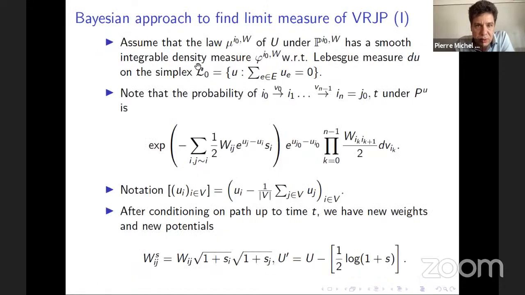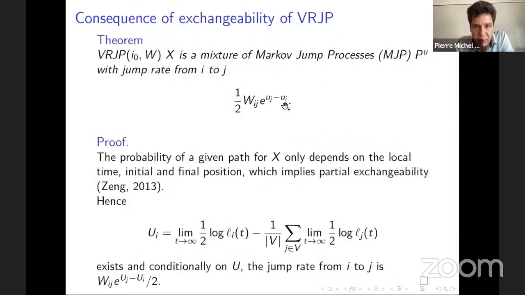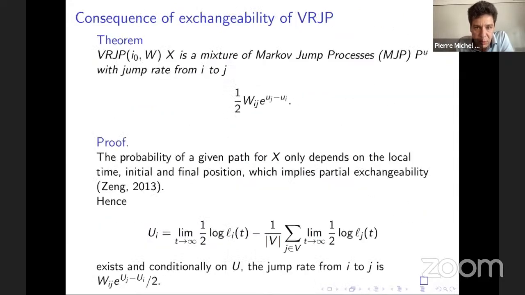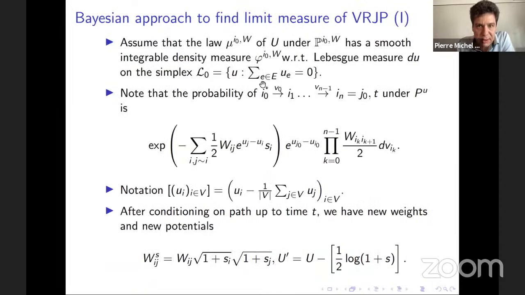So we have computed the annealed probability of a path for the vertex reinforced jump process. So it's this one, right? But we can also compute the quenched probability of a path. It's an easy computation. It just relies on the fact that your jump rate from i to j is 1/2 of Wij e to the uj minus ui. So your jump rate out of i is the sum of that quantity for j adjacent to i.